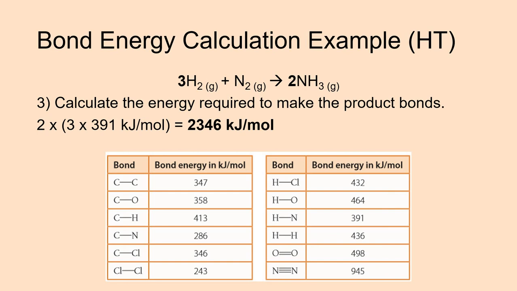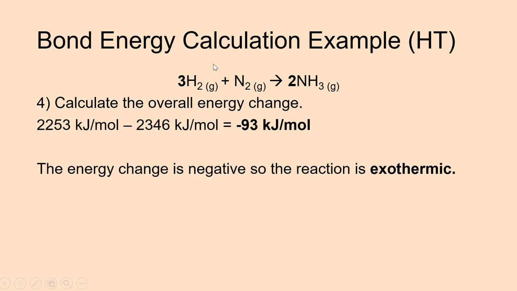So the final step of this bond energy calculation is to calculate the overall energy change now that we have the energy required to break the reactant bonds and the energy required to make the product bonds. So here is the final part of the calculation. So as you can see, we have done our calculation and got a negative number.